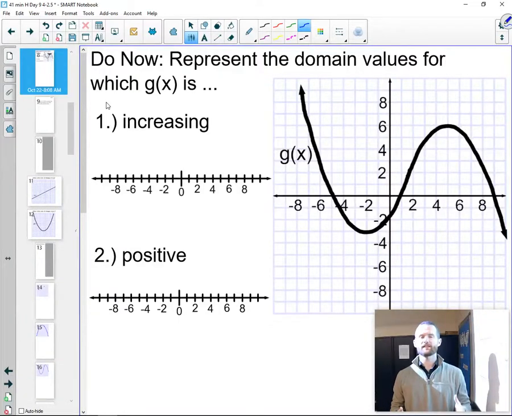This is our warm-up for today's lesson, so pause the video right here, give these two problems a shot, come back when you think you have an answer. We're going over in 3, 2, 1, let's go.